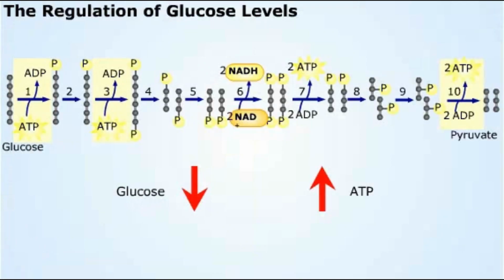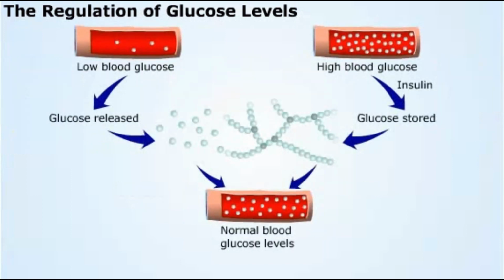The steps that regulate glycolysis reactions affect the concentration of glucose in the blood. Blood glucose levels decrease as the production of ATP increases. When ATP production slows down, less glucose is consumed. In addition, insulin and other hormones and regulatory systems tightly control glucose levels.